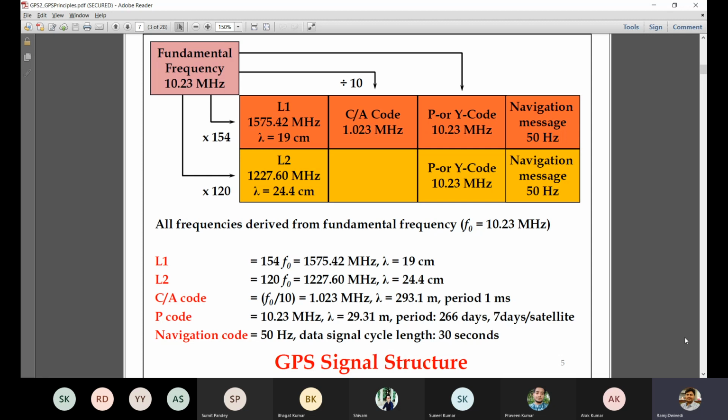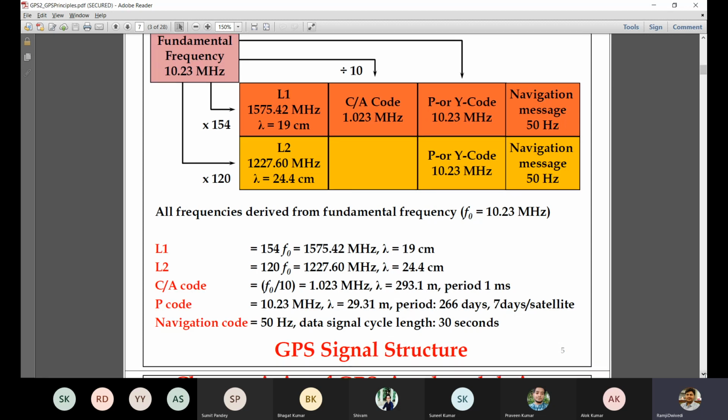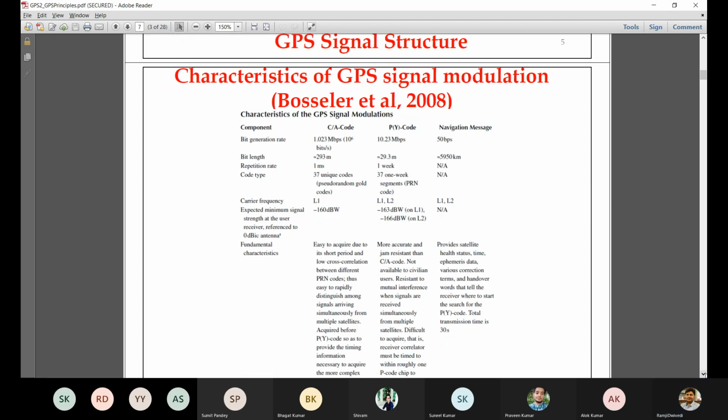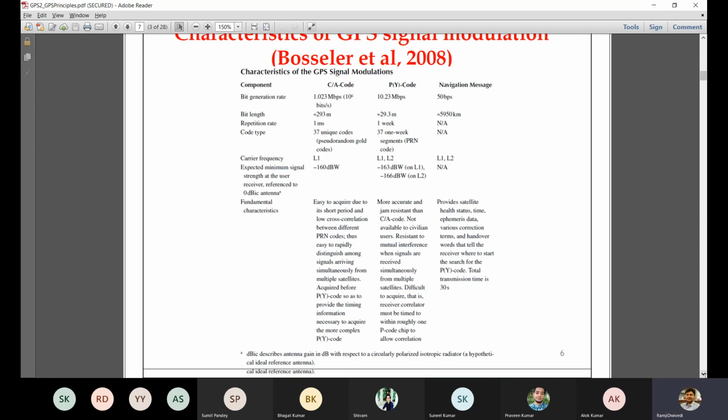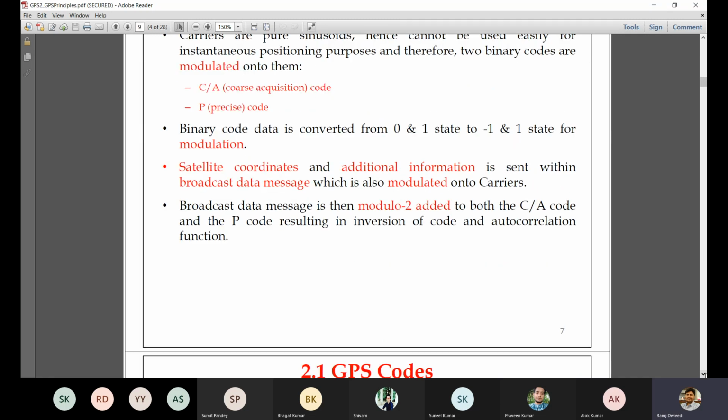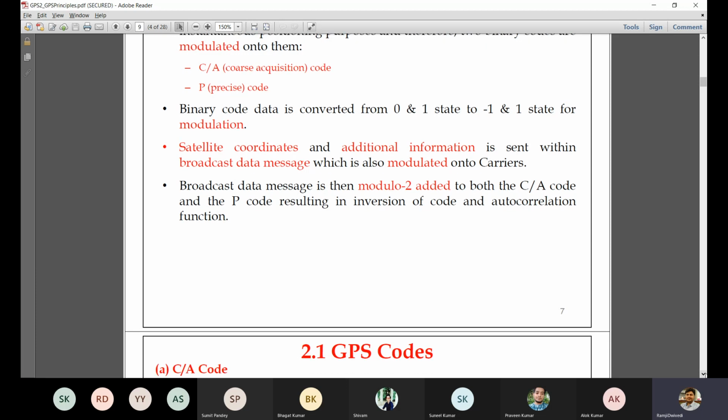These were the properties which I think everyone has seen. This is the summary: before modulation, the binary state of your code is changed from 0 and 1 to -1 and 1 by using the function 1 minus 2x.